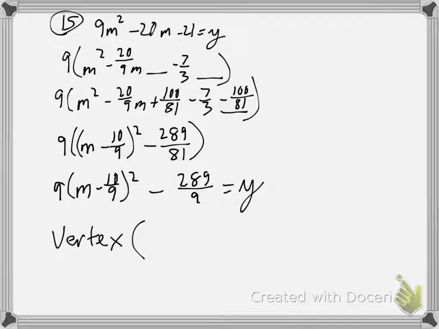Vertex is 10 ninths, negative 289 over 9. Now, I hope you heard that. Vertex, x, y. You're welcome, you guys.